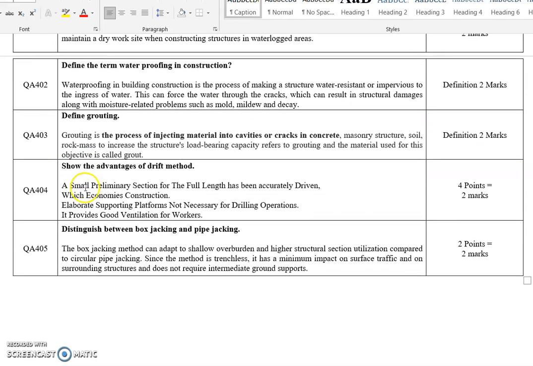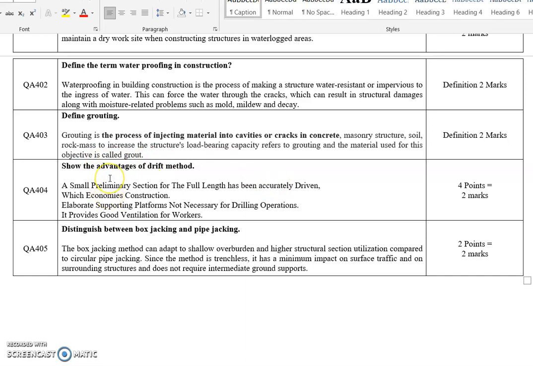Define grouting. Grouting is the process of injecting material into cavities or cracks in concrete, masonry structures, soil and rock mass to increase the structure's load bearing capacity. The material used for this purpose is called grout.